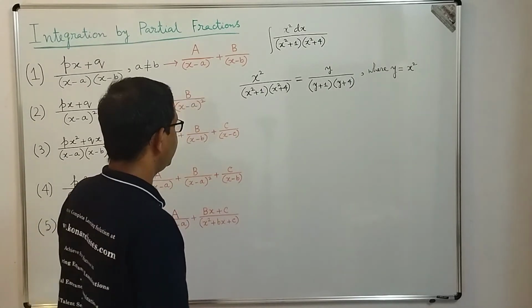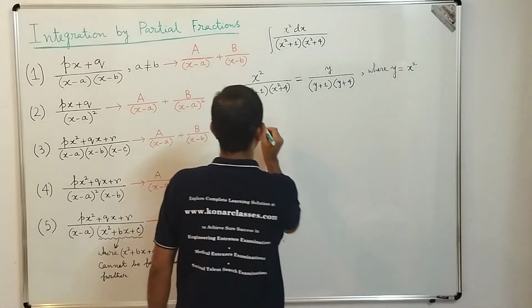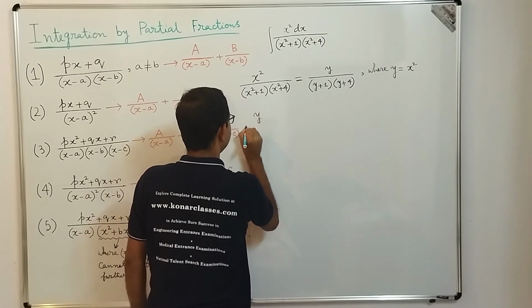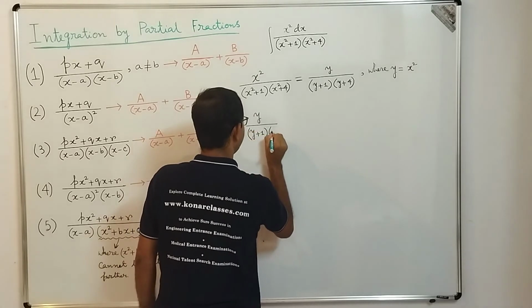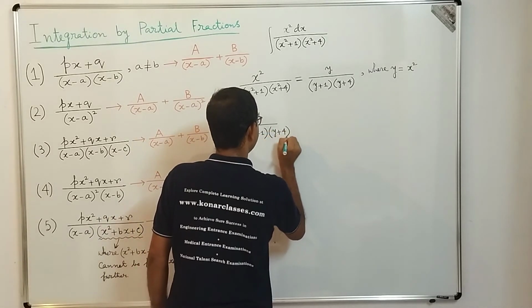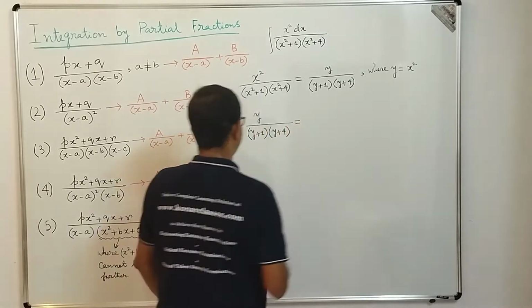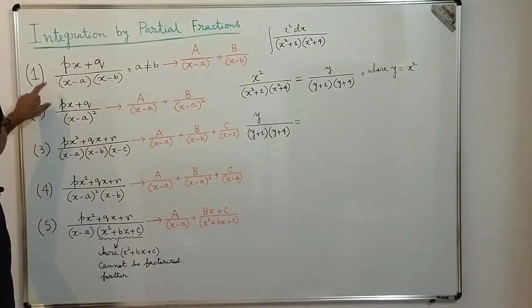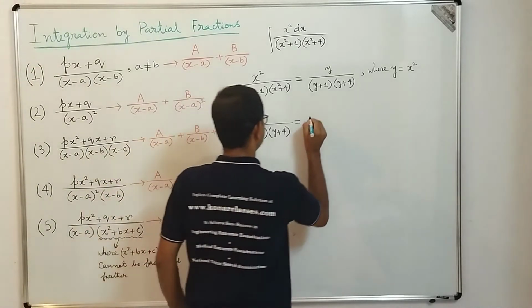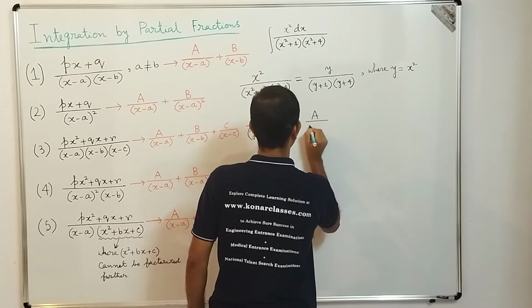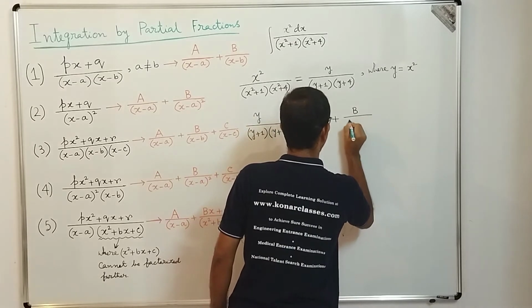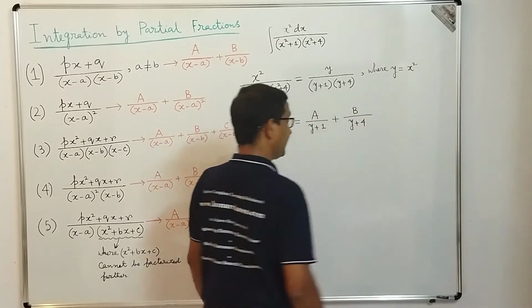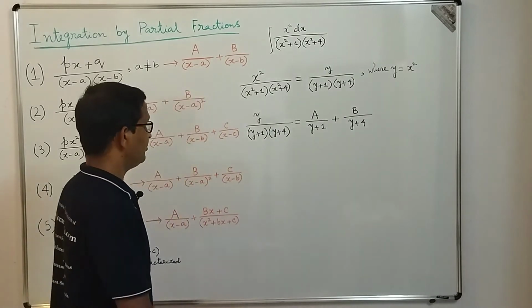Correct? So then what we can do, dear students, is write y by (y plus 1) into (y plus 4), that we can express in partial fractions. It is of category 1. So what we can write? That should be equal to capital A by (y plus 1) plus capital B by (y plus 4), where capital A and capital B are real constants.